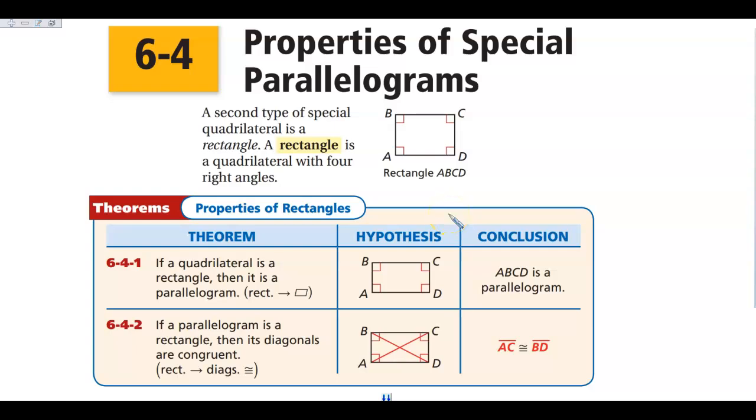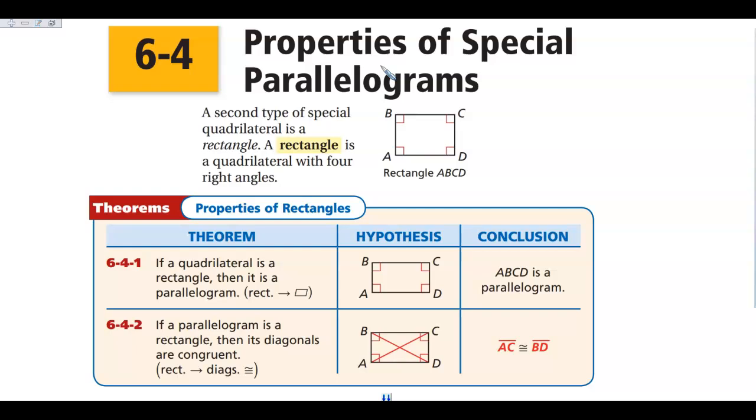Hey everybody, today we are looking at 6.4. We are still working with parallelograms, but today we're going to look at three specific types of parallelograms. So the first one that we're going to look at is a rectangle.